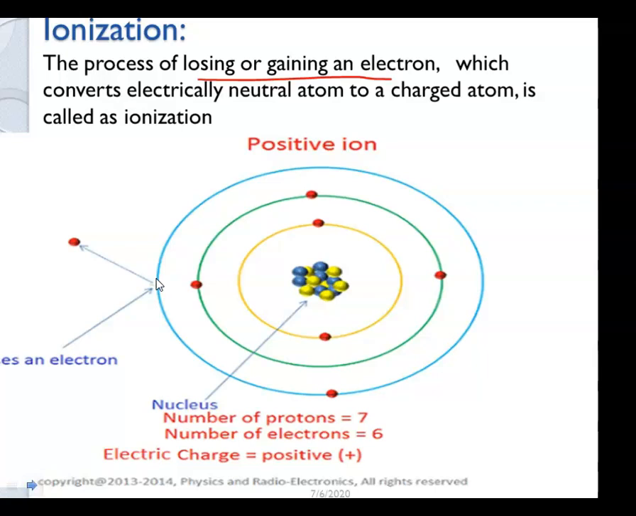So when the neutral atom loses an electron, the total number of electrons orbiting the nucleus of the atom is less than the total number of protons in the nucleus of the atom. See in this figure, the total number of electrons orbiting the nucleus of the atom is 6, whereas the total number of protons in the nucleus is 7. So positively charged particles, that is protons, are more than the negatively charged particles, that is electrons. Therefore the total electrical charge of the atom is positive.